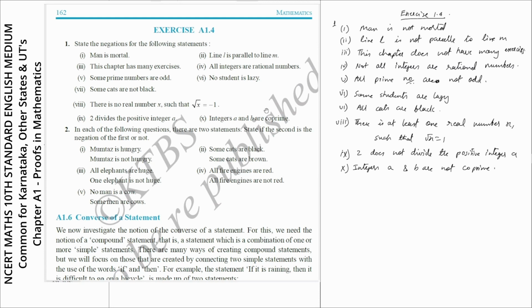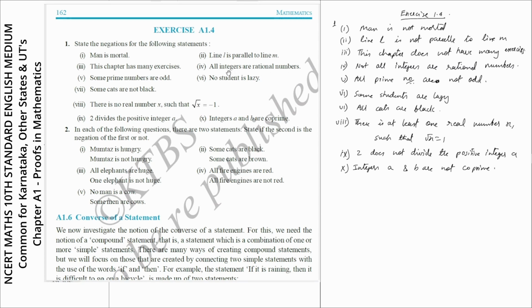Third sub question, all integers are rational numbers. So what are integers? Integers are all positive numbers, negative numbers and 0. Okay, and what are rational numbers? Rational numbers are numbers which can be represented in the form of p by q, where both p and q are integers and q not equal to 0. So any integer is a rational number actually. See, for example, take 5. 5 is an integer. 5 can also be written as 5 by 1. So 5 by 1 is a rational number. Similarly, minus 9 is an integer.